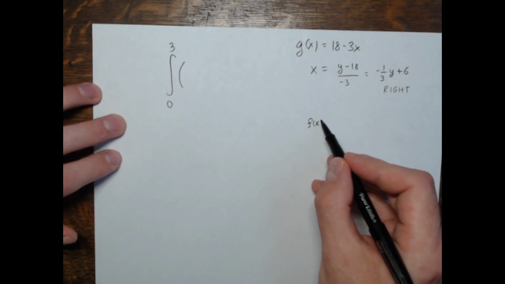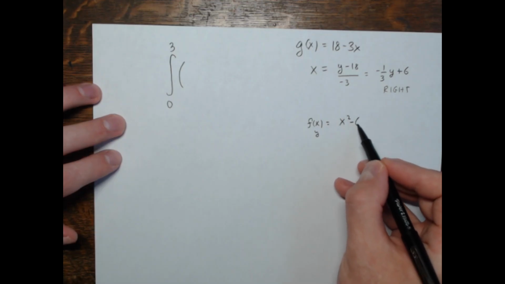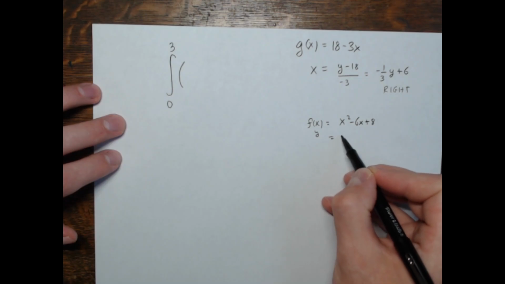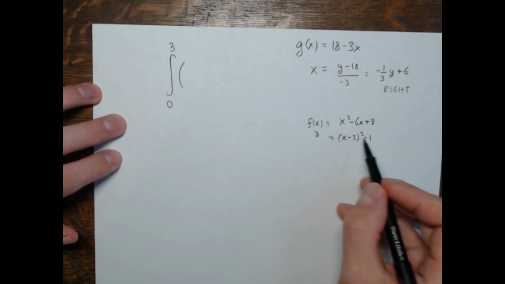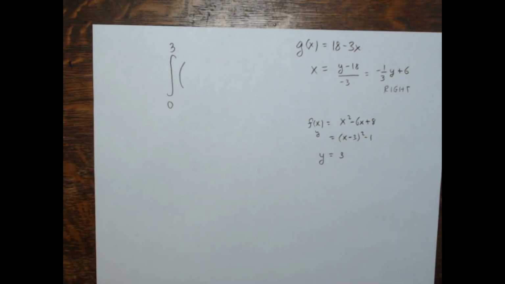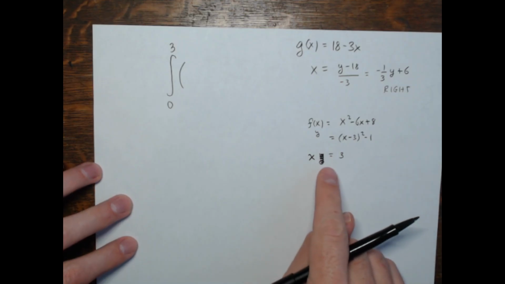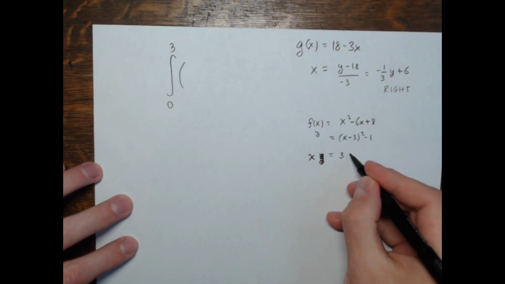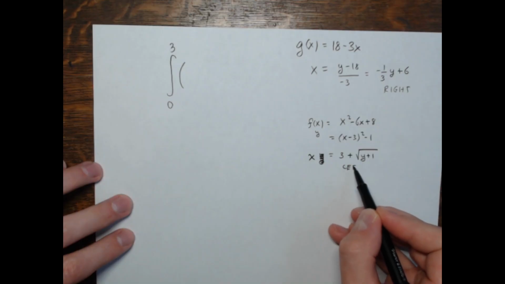And then the other one, again, was f of x equals y equals x squared minus 6x plus 8, which again is just x minus 3 squared minus 1. So I would add 1, square root, add 3, and then again 3 plus or minus the square root, but I want to solve for x. We're on the part of the curve with x coordinates greater than 3, so it would be 3 plus the square root of y plus 1. And that's my left curve.